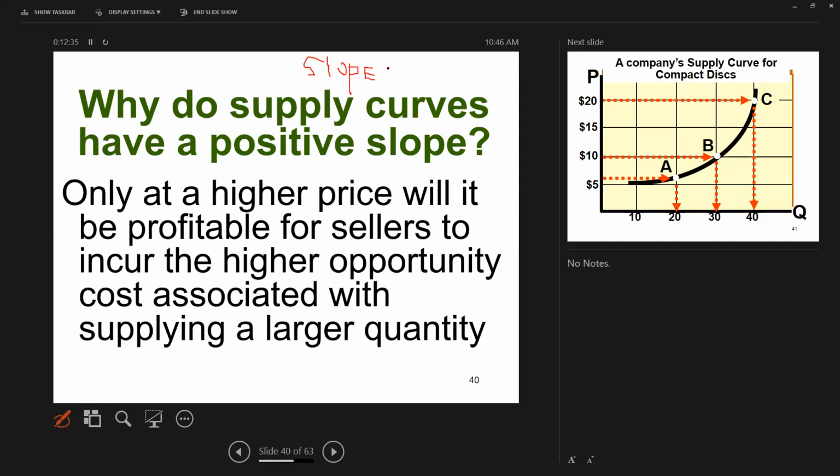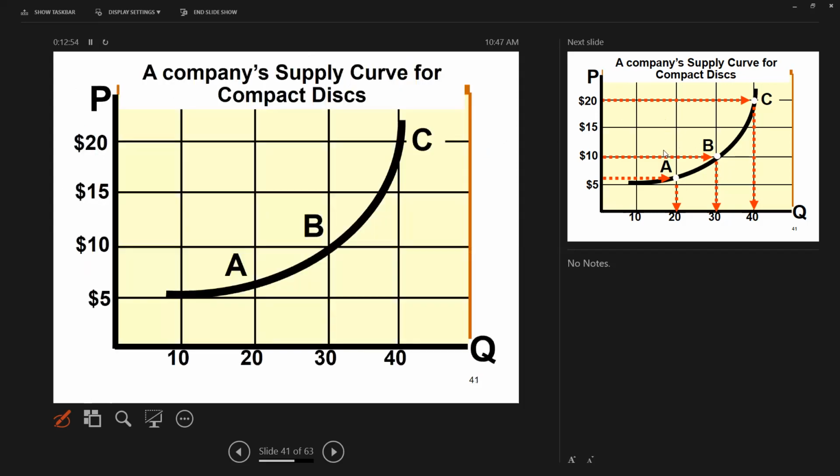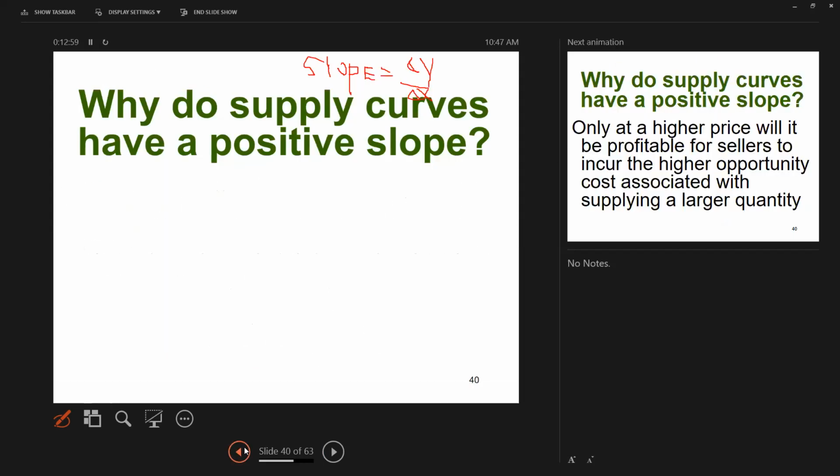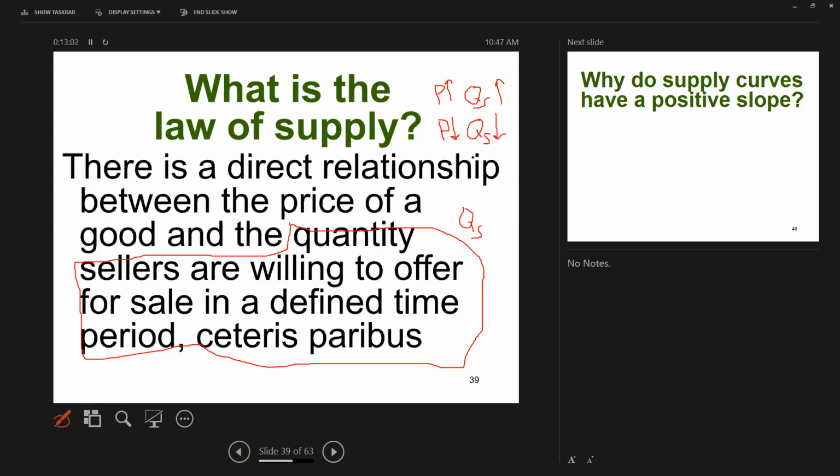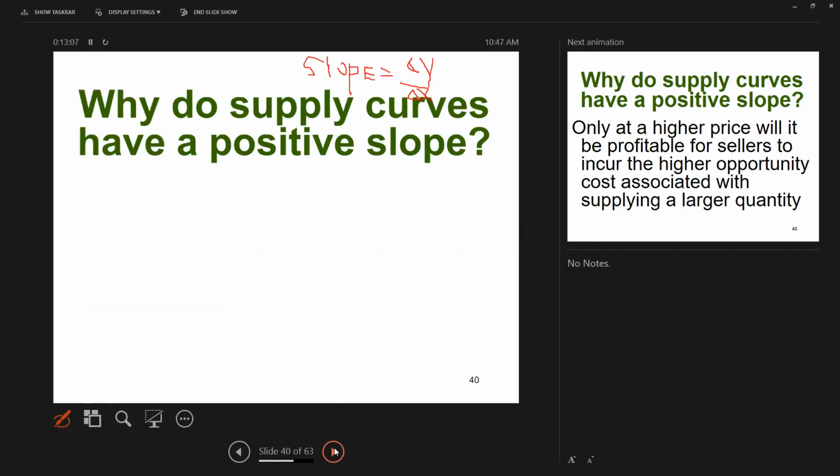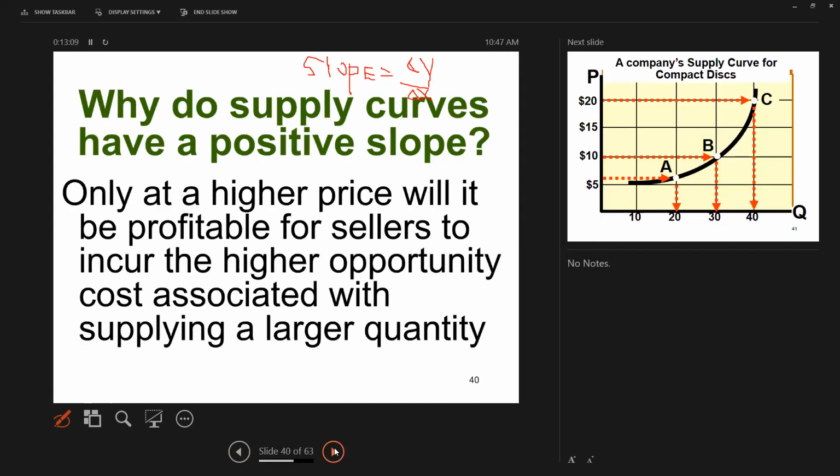I'm really bad writing with this thing, I apologize. The slope is equal to the change in Y, that's a delta there, divided by the change in X, okay? So if we were calculating the slope of this curve, we pick one point to be point 1. Oops, I gotta go back, my fault. When I get to the right slide, there we go.